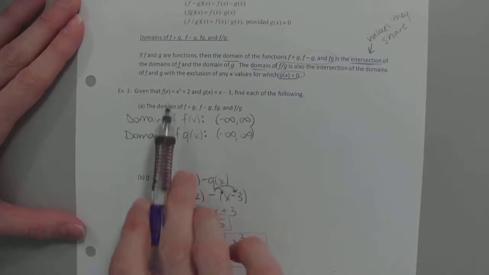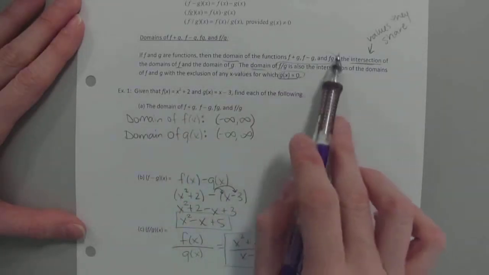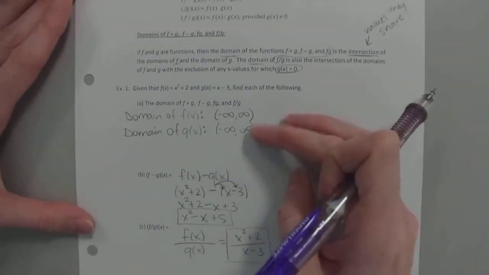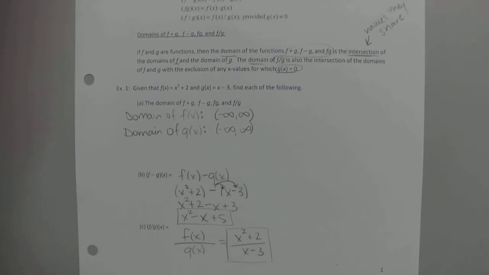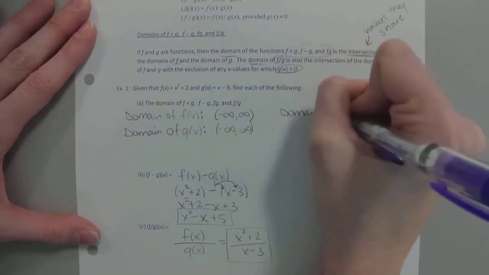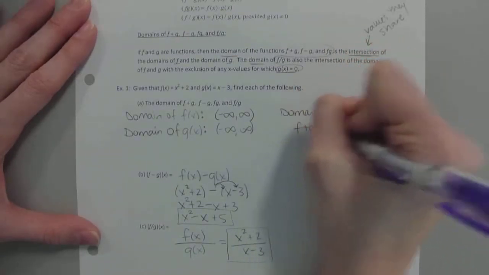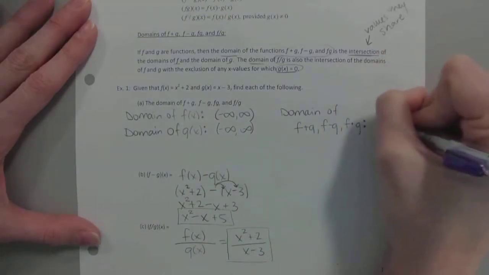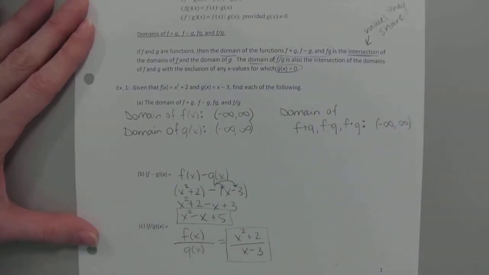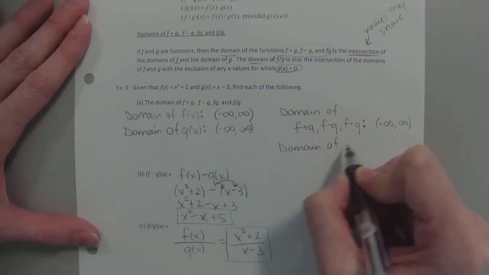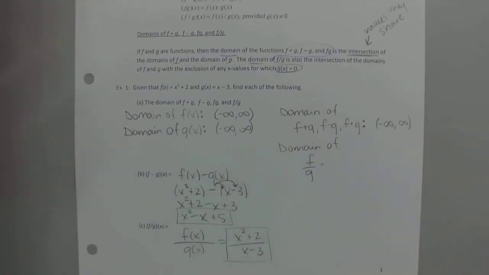So, knowing that, let's go back to this definition up here and see if it can make sense. It says if f and g are functions, which they are, then the domain of these three new functions is just the intersection, or the values that f and g share. But aren't they just the same exact domains? Yeah, what do they share? Everything, right? So the domain of f plus g, f minus g, and f times g is just what? Negative infinity to positive infinity. Okay? Why is the domain of f divided by g a little bit different?